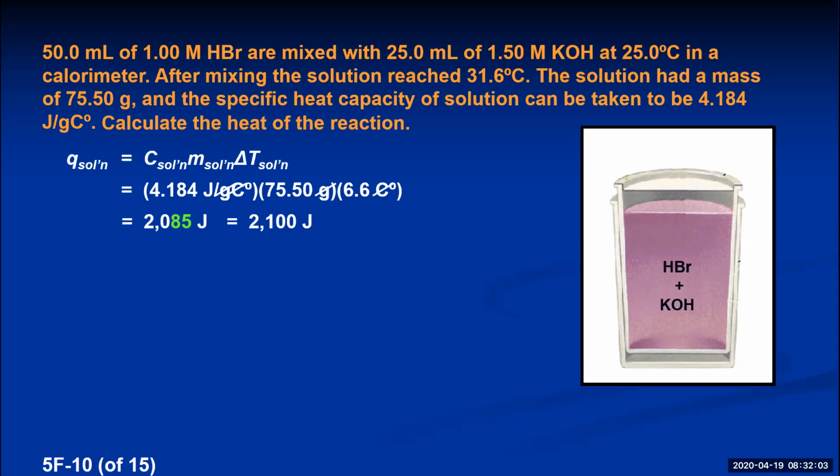So if this is how much heat the water solution absorbed, we will assume that if it's a good calorimeter, all of that heat came from the reaction, and therefore the Q of the reaction, the heat given off or absorbed for the reaction, will just be the negative of this number, which turns out to be negative 2,100. So therefore the reaction between HBr and KOH is an exothermic reaction, giving off 2,100 joules. Now, what does that mean?